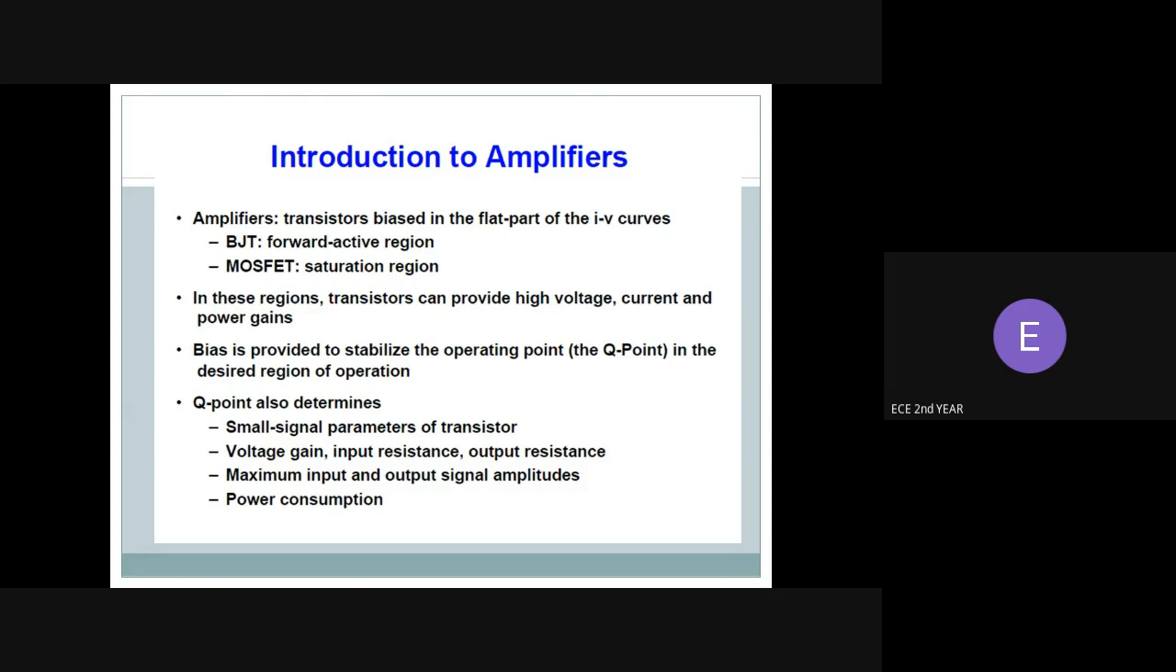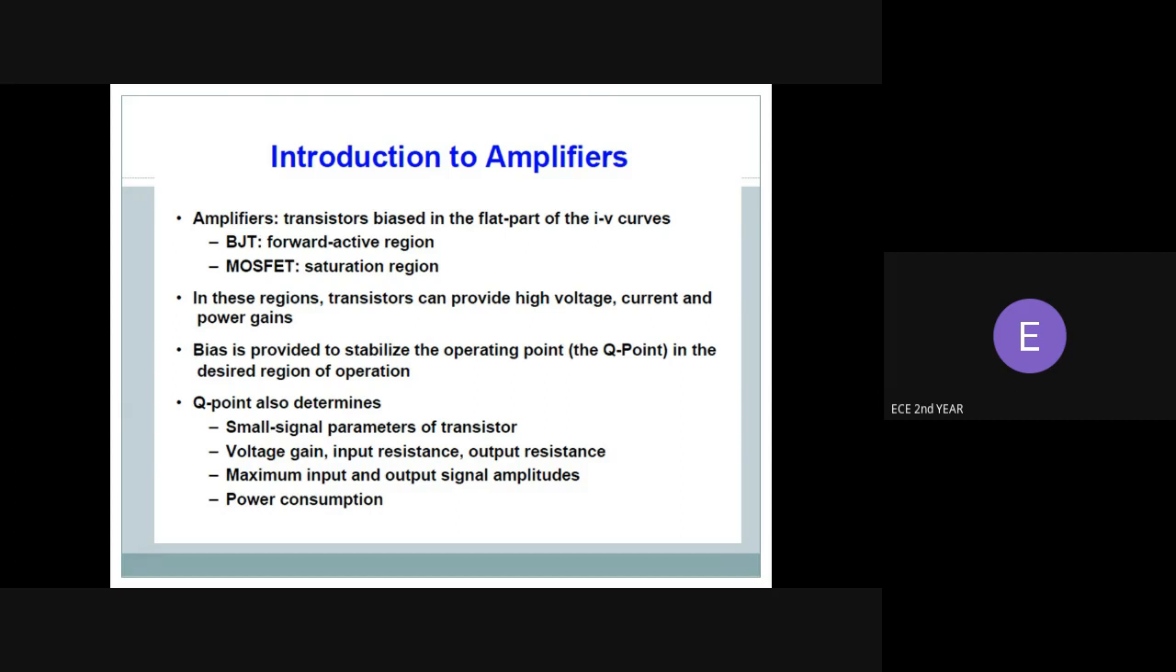Voltage gain. Common base has high voltage gain, common emitter is medium, and common collector is low. Current gain. Common base has low, common emitter is medium, common collector is high. Power gain. Common base is low, common emitter is very high, whereas common collector is medium. So we have seen a sufficient amount of the characteristics of the devices.